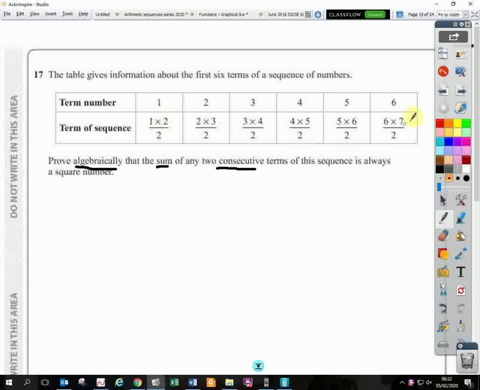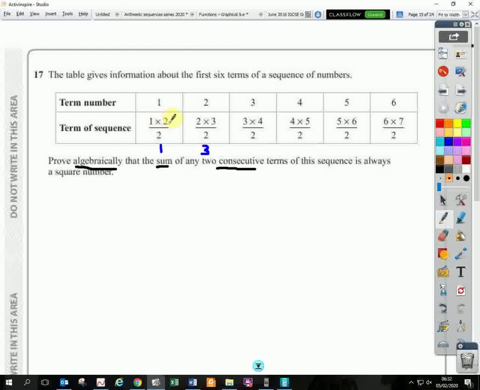Now, if we just take a look at the terms of this sequence, so 1 times 2 is 2, 2 divided by 2 is 1, 2 times 3 is 6, 6 divided by 2 is 3, and if you add these two terms together, because they're consecutive, 1 add 3 is 4, 4 is a square number. Right, but this doesn't get any marks, but you can see what's going on. You have to add the two consecutive terms together, and apparently they always end up with a square number. We're going to prove this using algebra.